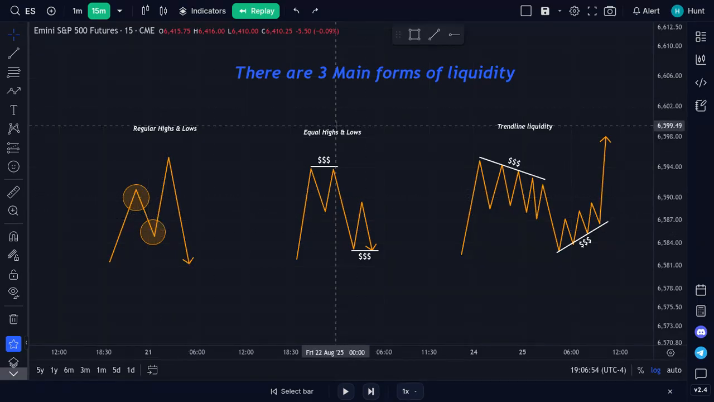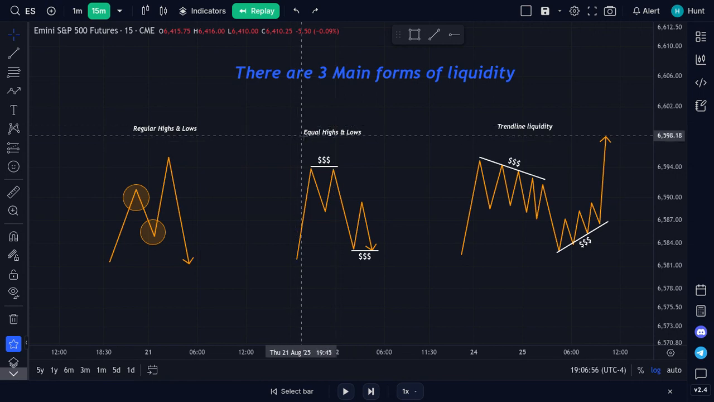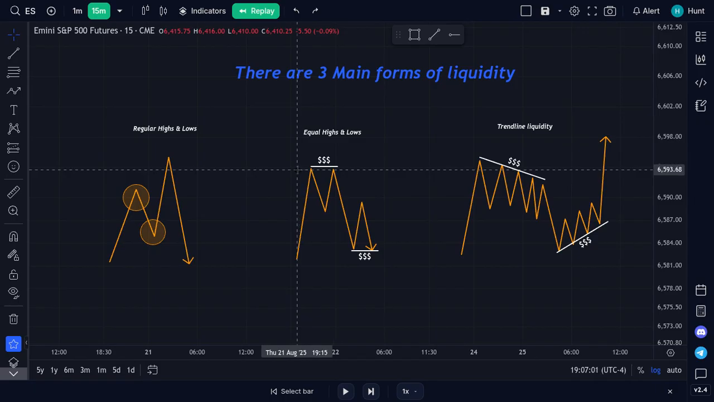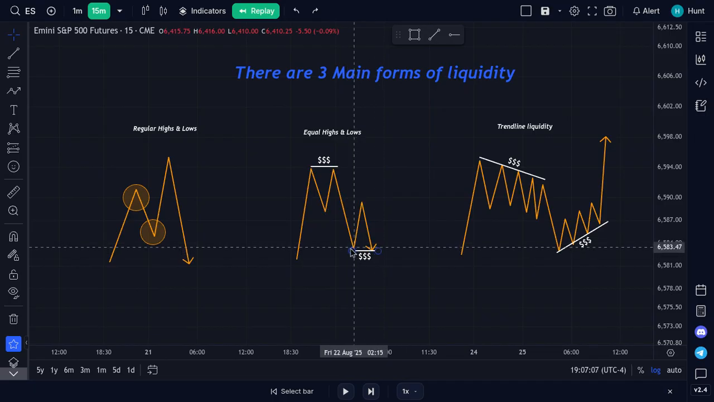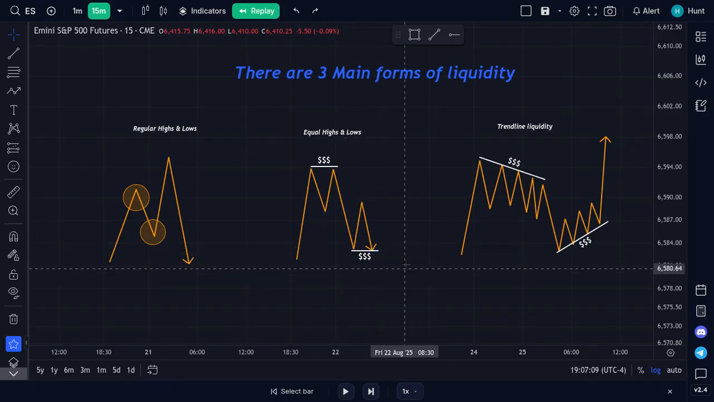The second main form of liquidity are equal highs and lows. So as you can see, these highs are relatively equal. That is equal high. You can see these lows down here, they're relatively equal. So those are equal lows.